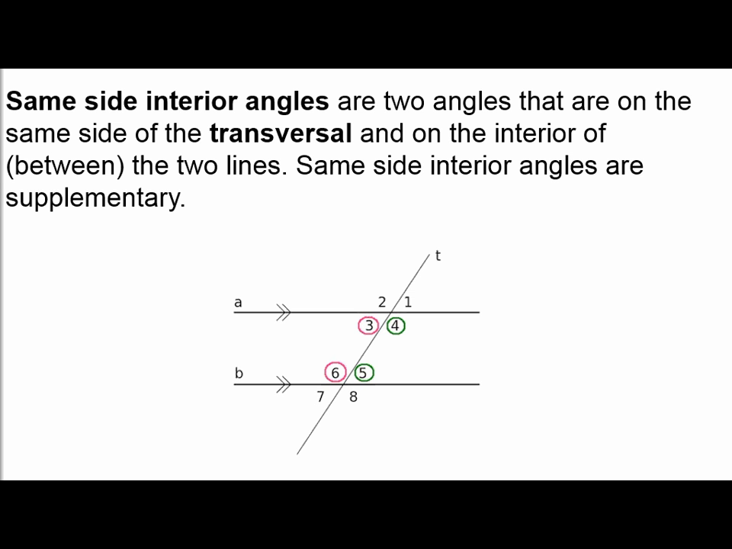The rule says same side interior angles are supplementary. Once again, they add up to 180. If angle 4 was 100, angle 5 would be 80. And 100 plus 80 is 180. Correct. Any questions on those?